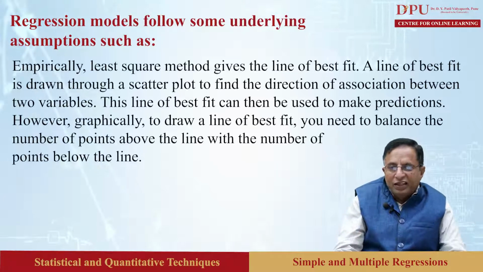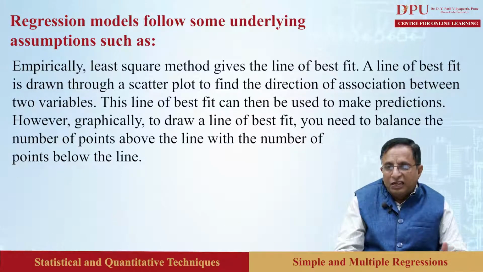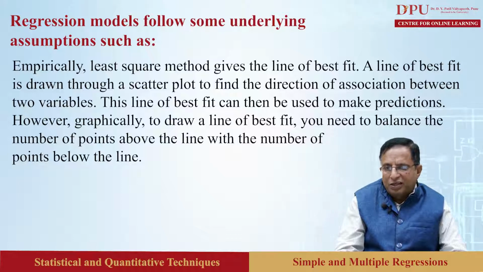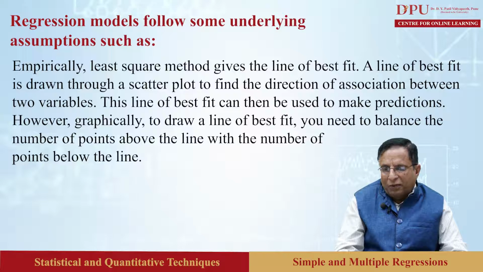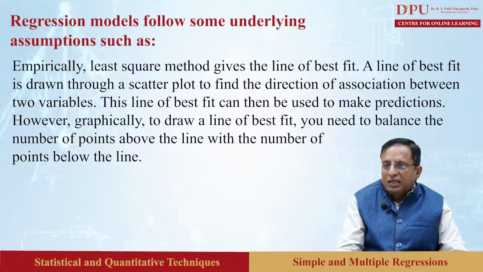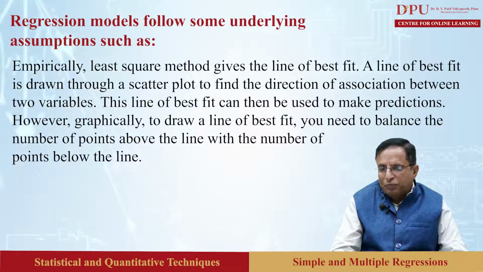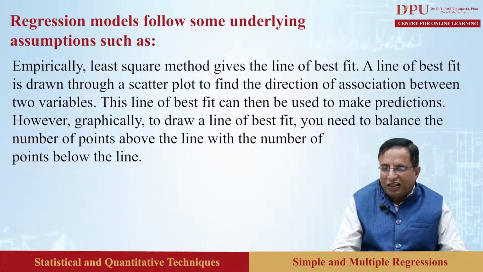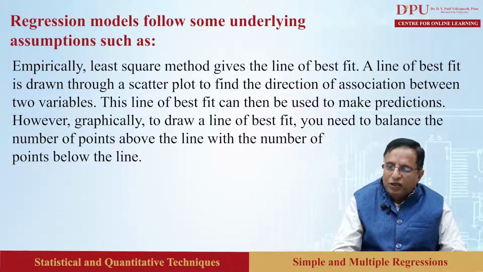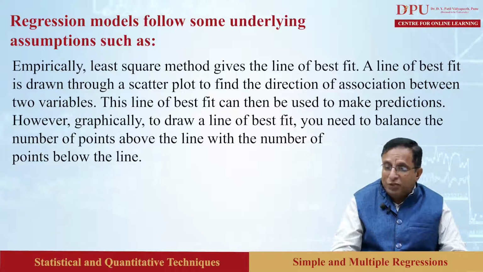Empirically, the least square method gives the line of best fit. A line of best fit is drawn through a scatter plot to find the direction of an association between two variables. This line of best fit can then be used to make predictions. However, graphically, to draw a line of fit, you need to balance the number of points above the line with the number of points below the line.